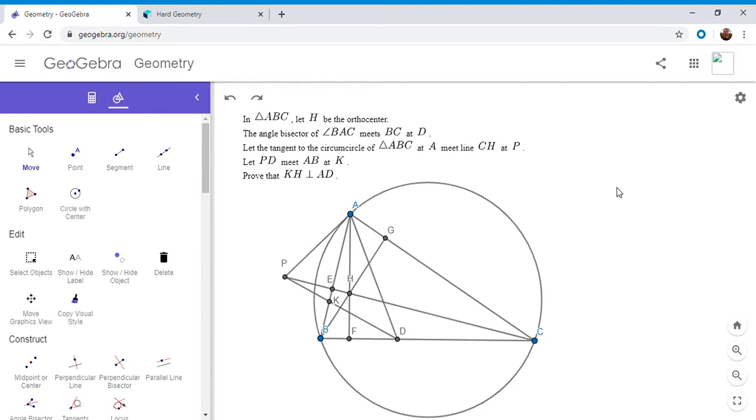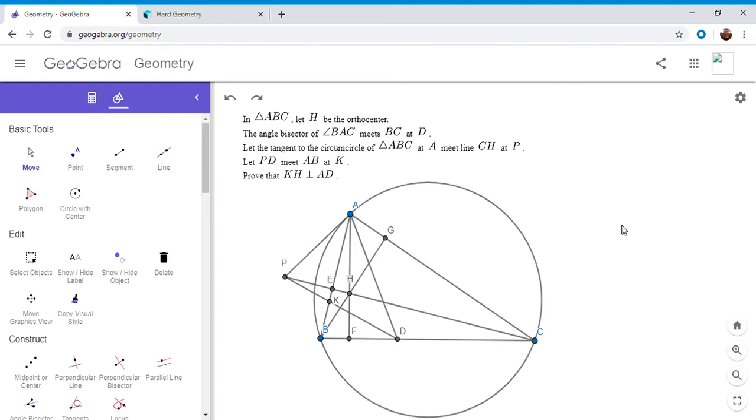Alright, so now I'm going to go over the proof. We have the triangle ABC, and H is the orthocenter. The angle bisector of BAC meets side BC at D. The tangent to the circumcircle of ABC at A meets CH at P. PD meets AB at K, and we want to show that KH is perpendicular to AD.